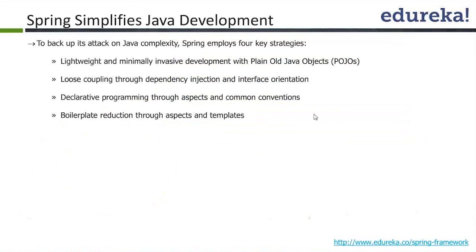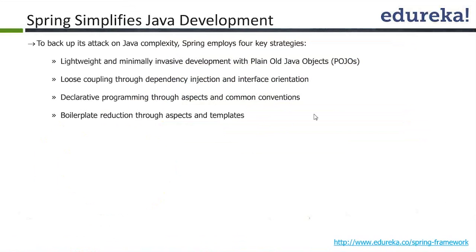Next, Spring simplifies Java development. How? To back up its attack on Java complexity, Spring employs 4 key strategies. Lightweight and minimally invasive development with plain old Java objects. We usually call them POJOs.